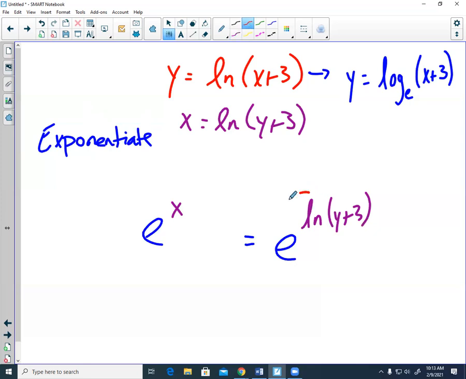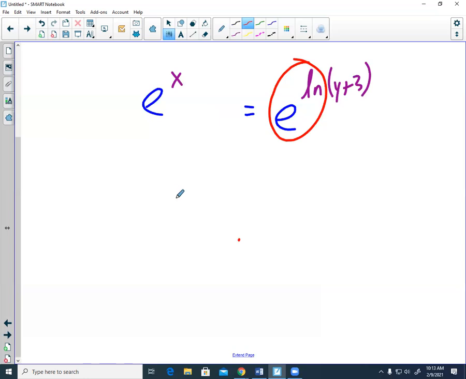Now, as we saw yesterday in the inverse properties, anytime you have a base raised to a log, as long as the bases are the same, they will cancel. They'll undo each other. So like 10 to the log base 10 goes away. 4 to the log base 4 goes away. E to the ln goes away. So now this will turn into e to the x equals y plus 3. And now we have a very simple equation where we can solve for y. Right? Because now this is something you do know how to do. You just subtract 3 from both sides. So you end up with e to the x power minus 3 equals y.